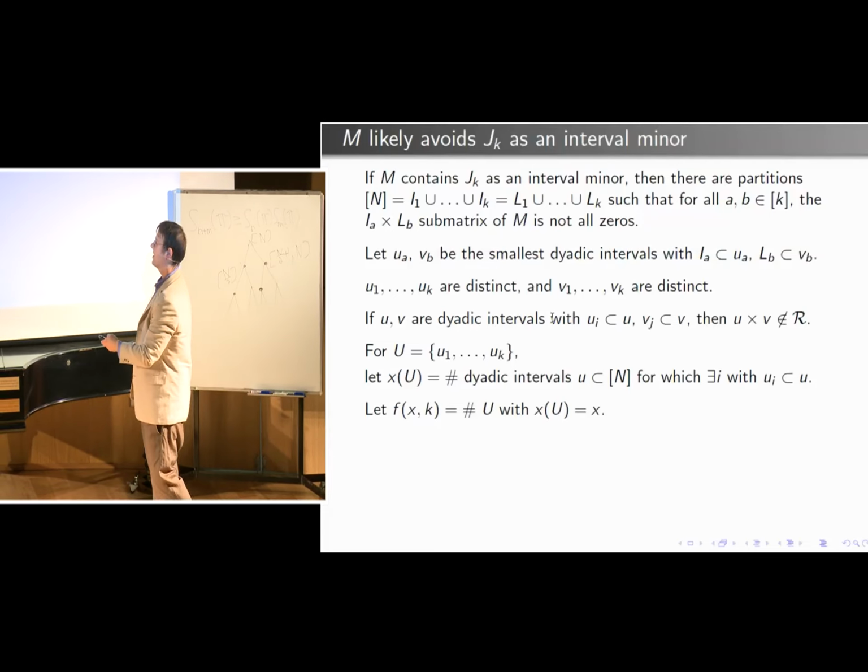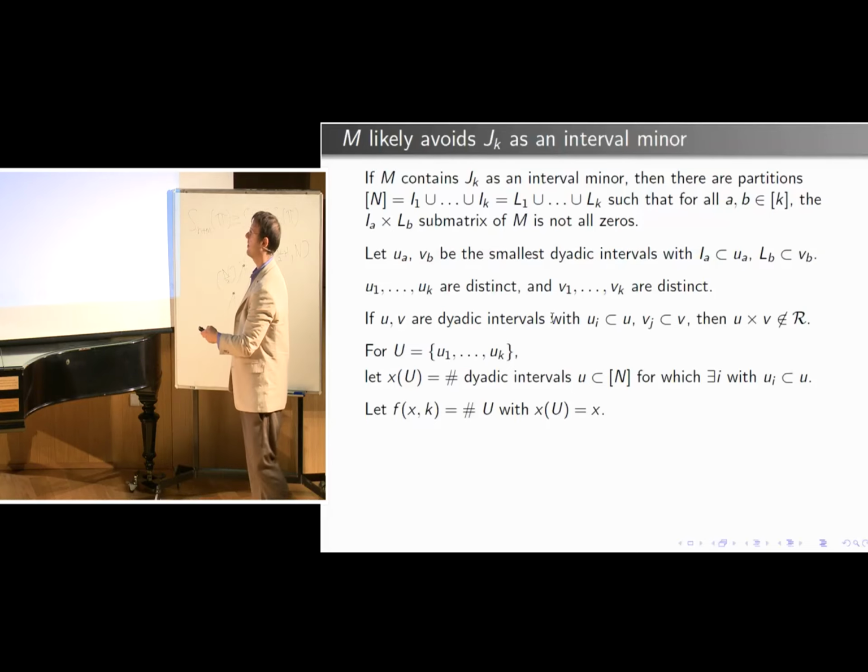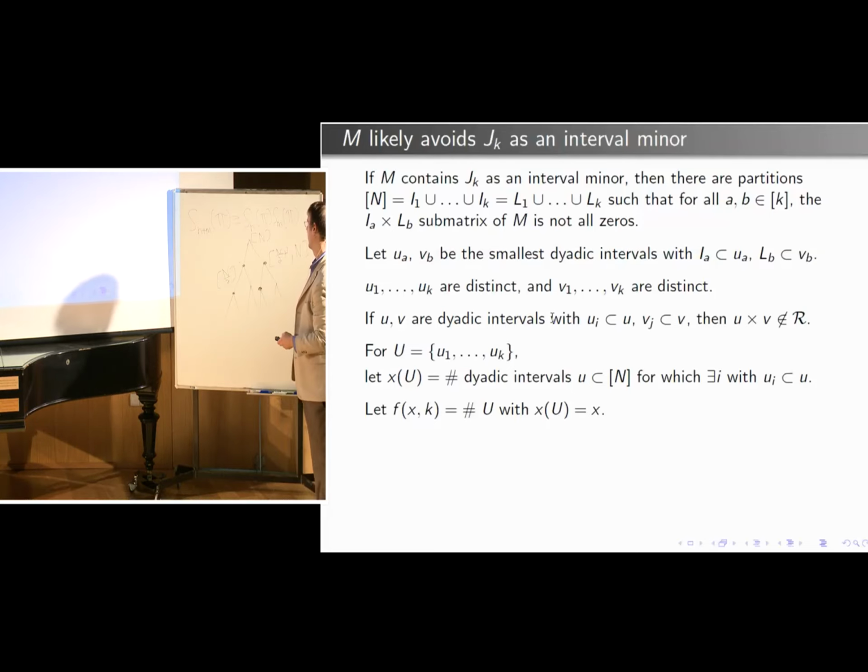Okay. So we're going to let f(x,k) be the number of U with X of U equal to x. So how many of the possible k vertices of this complete binary tree can you get where their upset in this complete binary tree has size exactly x? This is f(x,k).